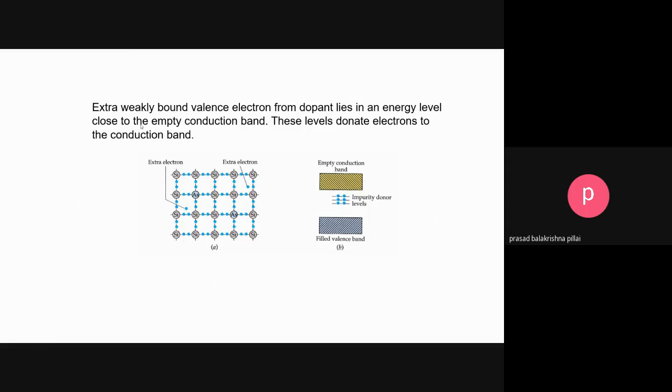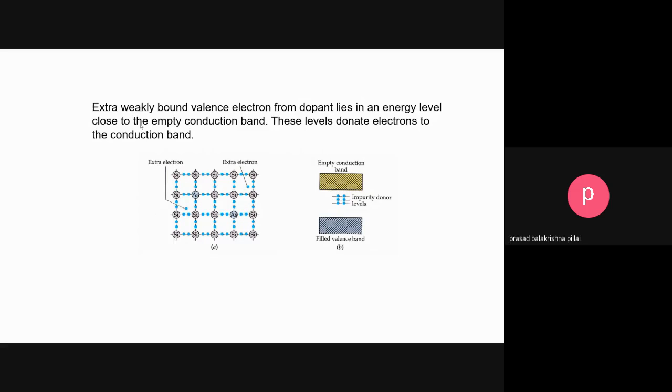So we can see that silicon belongs to the fourth group, and if you add a small quantity of a fifth group element, then an extra electron is created. We can again further see that these impurities produce energy levels within the forbidden band.